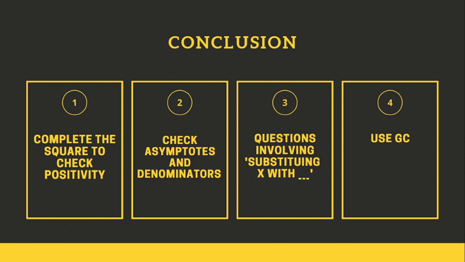Some minor tips: you should check and complete the square to see the positivity, basically whether the numerator is always positive or the denominator is always negative or always positive. You also have to check your symbols and denominators, because in some cases the expression will be undefined if you let x be a certain value, which will just crumble down the entire expression. Then there are questions that will ask you to substitute x with something else, like 2x, x - 2, x - 10,000 or something like that.